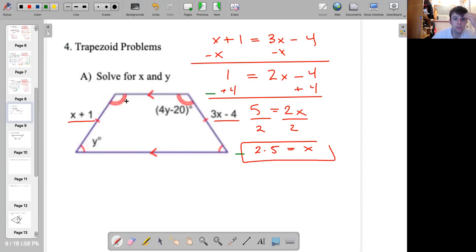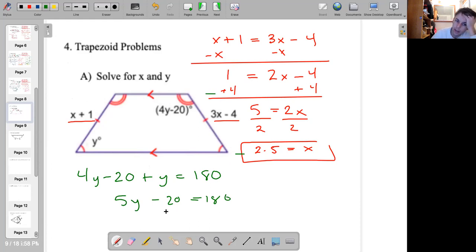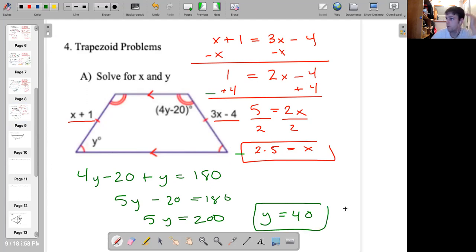So in this case, we know, again, those angles are supplementary, so we have 4y minus 20 plus y equals 180. Simplifying that, 5y minus 20 equals 180. Go ahead and add 20 to both sides, so that's 5y equals 200, and then divide by 5, you get 40. So there we go, 40.